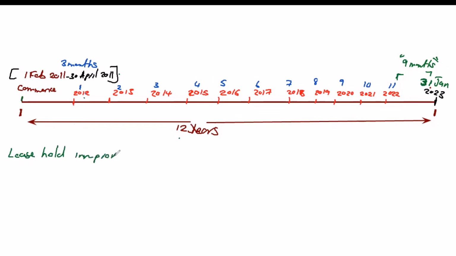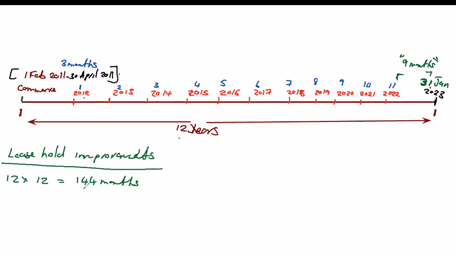What you can claim from SARS, right? There's a formula. Okay, leasehold improvement. So you first change these years into months. 12 years multiplied by what? By 12 months, you get what? 144 months.